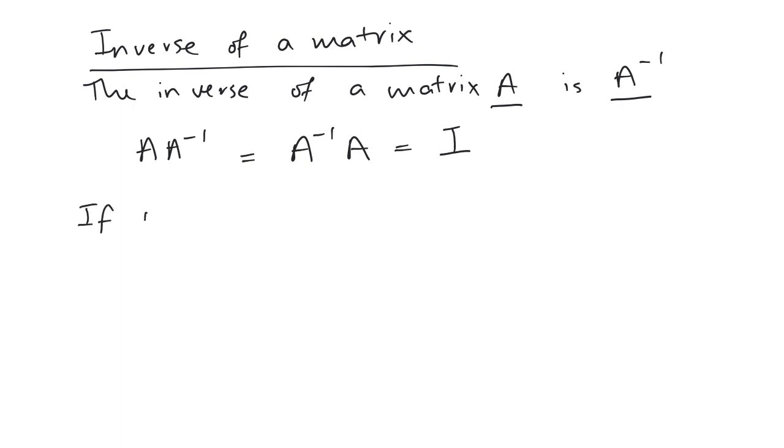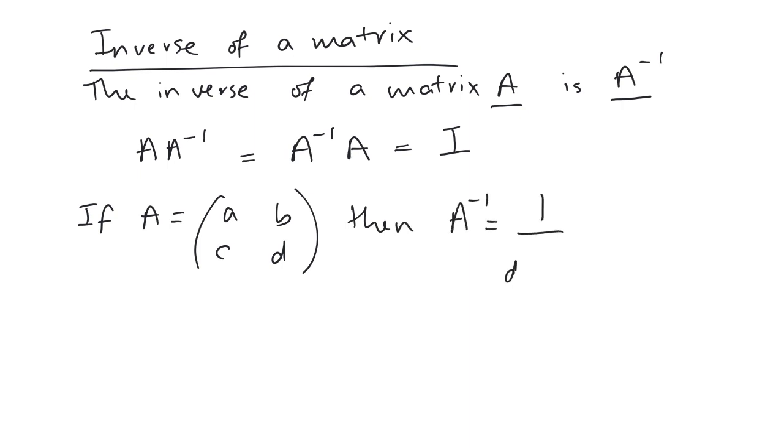And to find that, if A equals A, B, C, D, then the inverse A to the minus 1 equals 1 over the determinant of A, which we've already looked at. And now we swap round the A and the D. So the D comes up here and the A goes down here. And then we change the signs of the other two. So that becomes minus B and minus C.